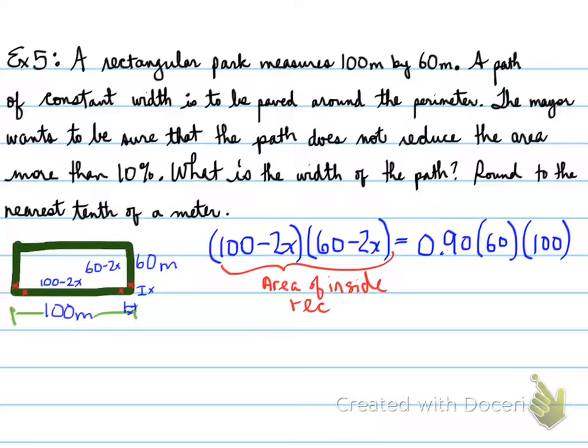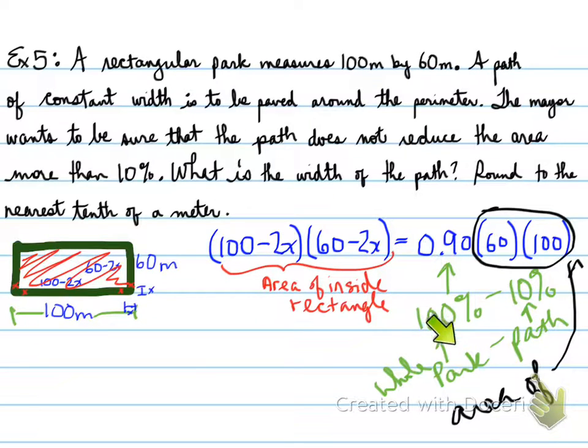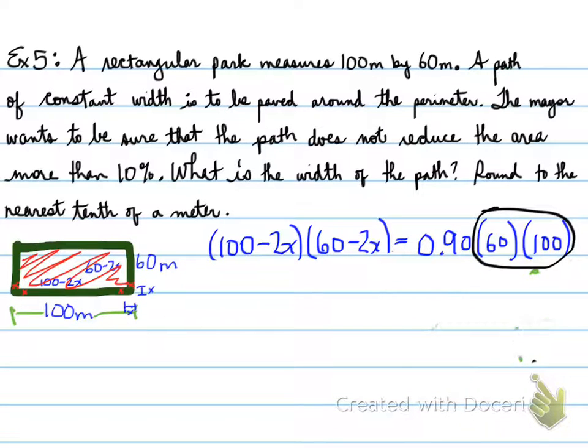So again, this is the area of the inside rectangle. That is the remainder of the park, and that's what the shaded part is. We have 90%, 100 minus 10%, is the park minus the path, the whole original park minus the path. And this is the area of the original park. What we want to do is find out how much of the park is left. So once we know that, we can solve this problem. So we're going to erase all those pieces right there, and we're going to come back to the equation that we're looking for.